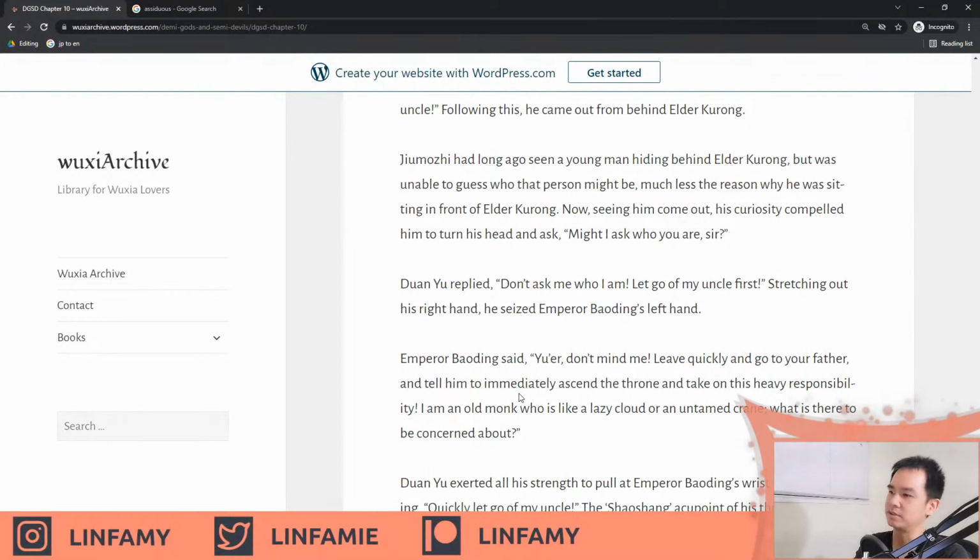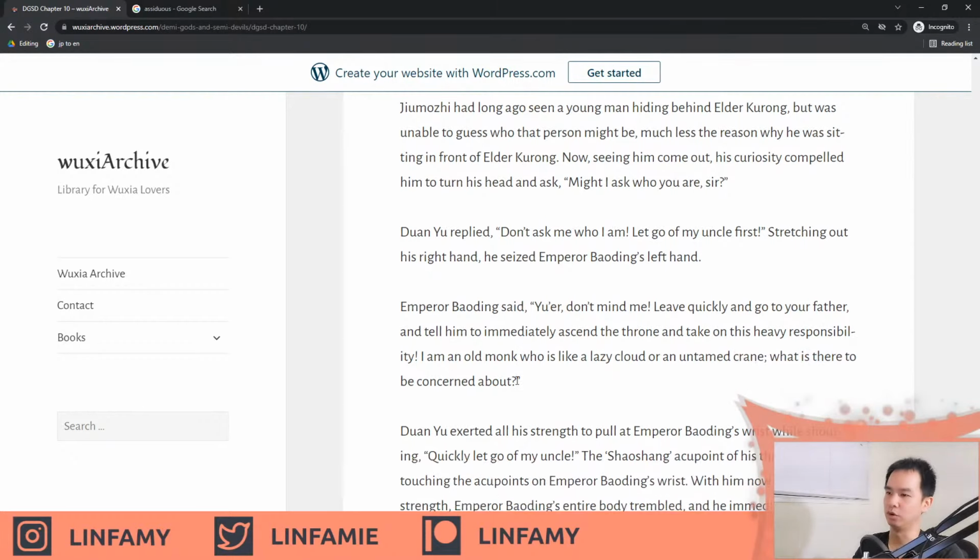Let go of my uncle first." Stretching out his right hand, he seized Emperor Baoding's left hand. Emperor Baoding said, "Don't mind me. Leave quickly and go to your father, and tell him to immediately ascend the throne and take on this heavy responsibility. I am an old monk who is like a lazy cloud or an untamed crane. What is there to be concerned about?"